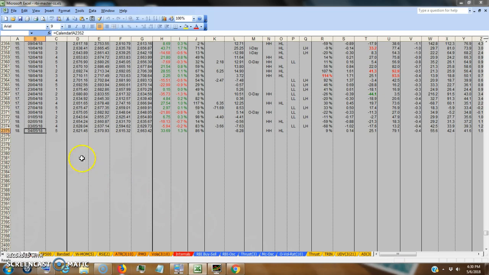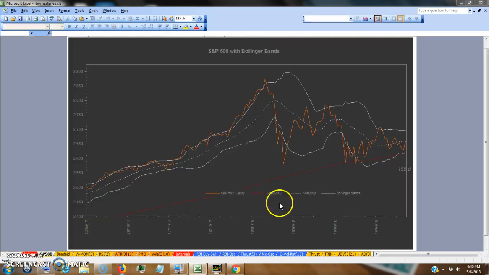This is obviously an Excel spreadsheet that's got the open, high, low, and close. As we start here, you'll see as we go through, there will be a red line. The red line will be the close on the S&P 500, and the other lines will be either extreme bands or whatnot. We'll go through that as we go.